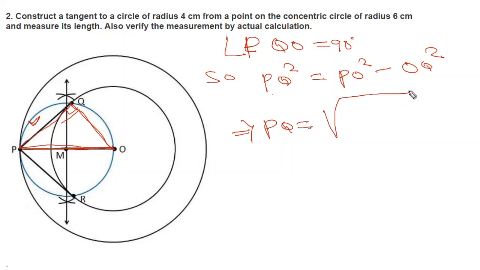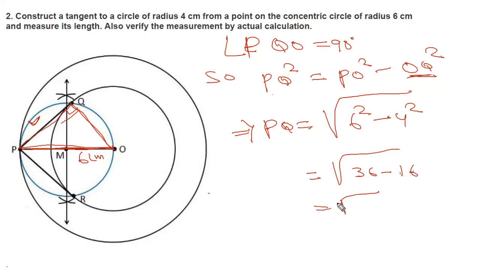root over PO square minus OQ square. Look at the figure. Who is PO? PO is the radius of the larger circle and its length is 6 cm. It is given to us. So 6 square minus OQ square. The length of OQ is 4, as it is the radius of the smaller circle. So minus 4 square. It will be equal to root over of 6 square, which is 36, minus 4 square, which is 16. It will be equal to root 20, which is 2 root 5.